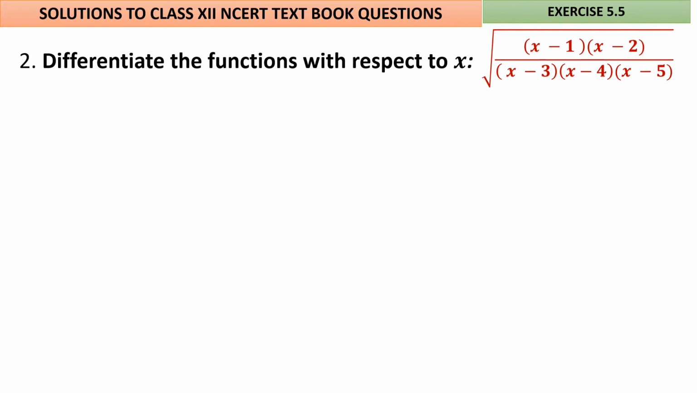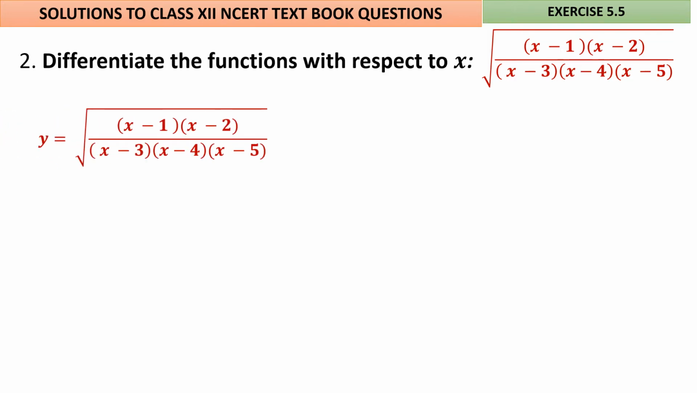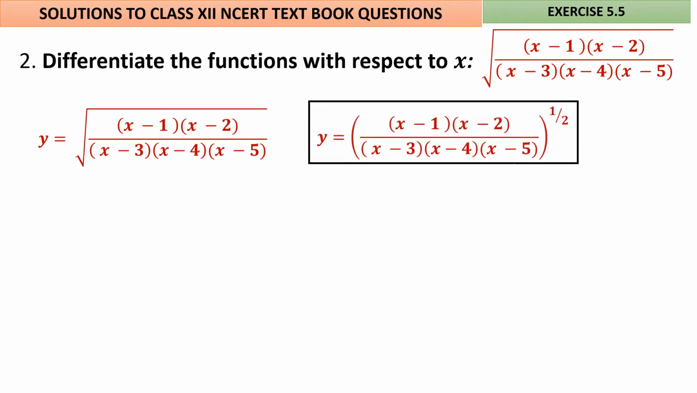Again, differentiation of a problem where there is a very big square root and inside you are having a rational expression: x minus 1 into x minus 2 upon x minus 3 into x minus 4 into x minus 5. Very tedious when you do it directly. For now, logarithm is coming to our rescue. Take log on both sides.